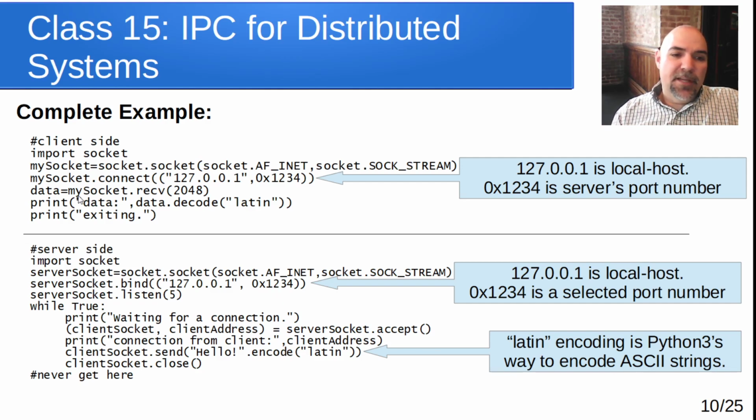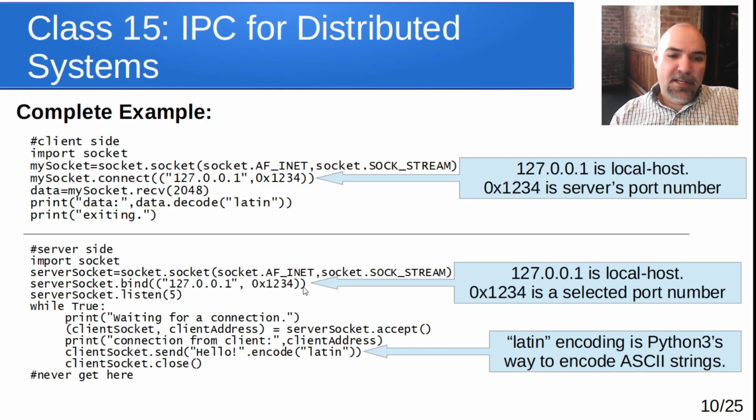And then here I do data = mySocket.receive. I say receive up to 2048 bytes. And then when I receive that data, I decode that in Latin and print it out. And this decode is because it comes in as a byte string or a byte array, not a string. This converts it into an actual string. And the Latin there means it's ASCII. So that's Python 3's way of encoding ASCII strings. If you're using Python 2, you wouldn't have to do this .decode.